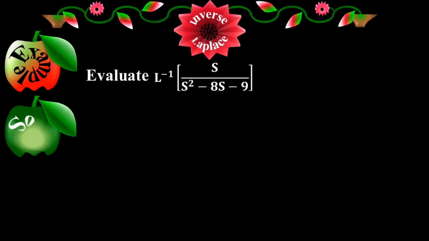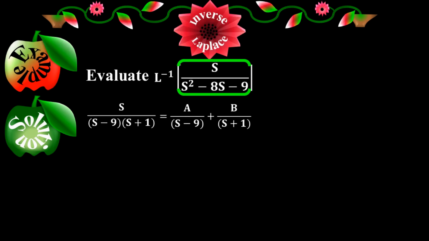Example. Evaluate inverse Laplace of s over s squared minus 8s minus 9. Look at this question. It is completely different compared to what we saw in previous examples. What we're going to do here, we're going to use the partial fraction process. Solution. Let me solve s over s squared minus 8s minus 9 by partial fraction process, which equals a over s minus 9 plus b over s plus 1. I just apply the partial fraction process.